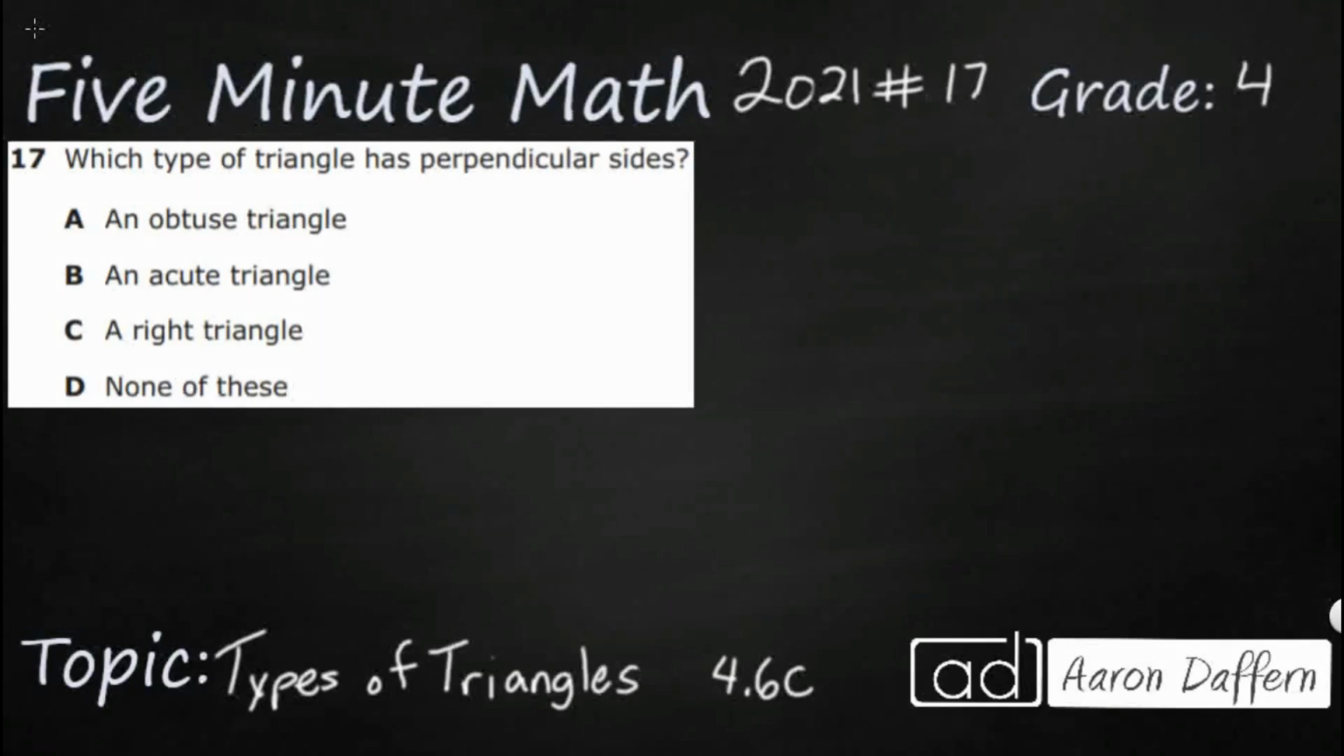Today we are looking at the 4th grade concept of types of triangles. This is standard 4.6c in the great state of Texas, and we are using item number 17 off the 2021 released STAAR test. If you have not done so already, please go ahead and take a moment to pause the video, work this problem out on your own, unpause it, and then we will look at our answers together.